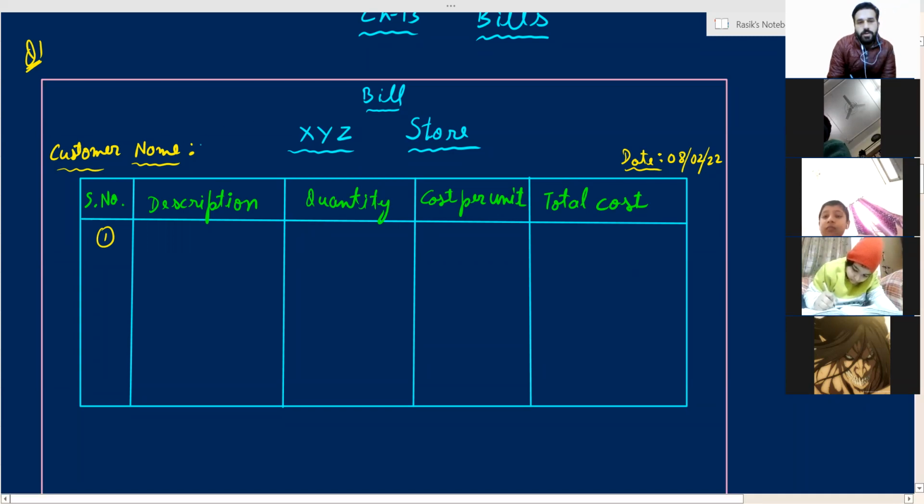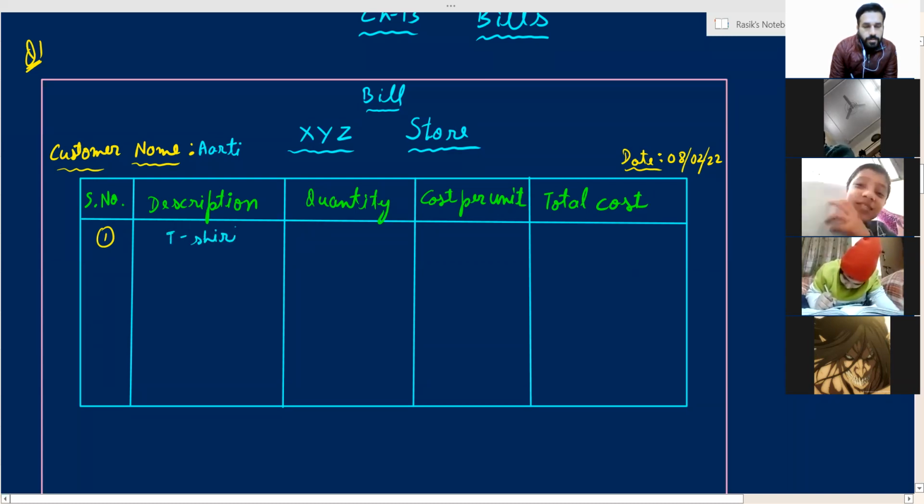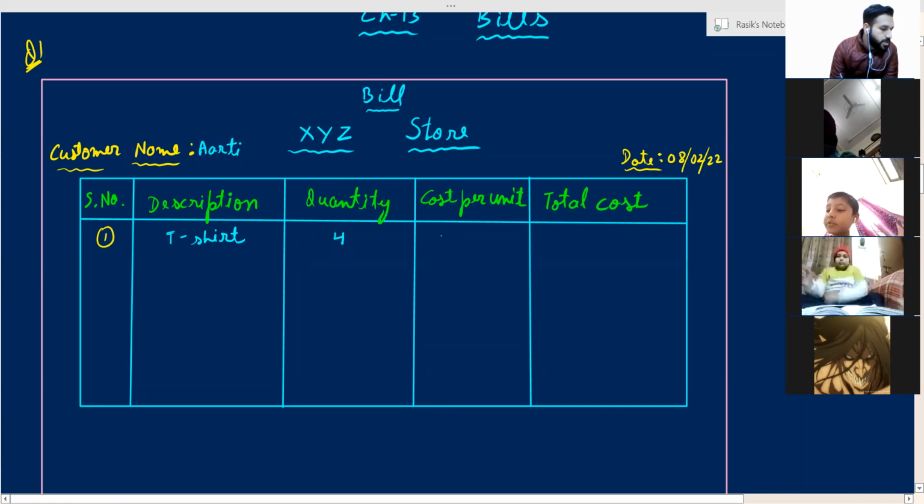What is the name of the customer, all of you? Sir, Aarti. This is the name of the customer. So what is the first thing that Aarti purchased? Sir, it is T-shirt. This is the name of the item. Description: T-shirt. How many T-shirts did she buy? Sir, four. What is the cost of each T-shirt? 110. Second column. First, you will enter all the details.